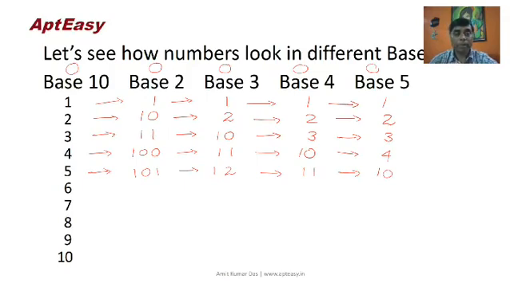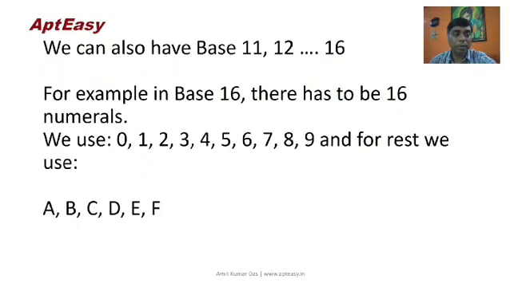But now this was the case when we had bases less than 10: base 2, base 3, base 4, base 5. Now what happens when you use more than base 10? So we can have base 11, base 12 or base 16 as well. So which symbols to use? In that case we use the numerals 0, 1, 2, 3, 4, 5, 6, 7, 8, 9 as we use now in the decimal system. And then for later ones we represent it as A, B, C, D, E, F.